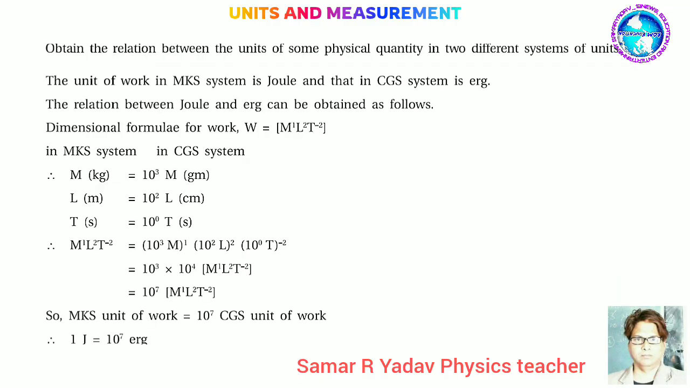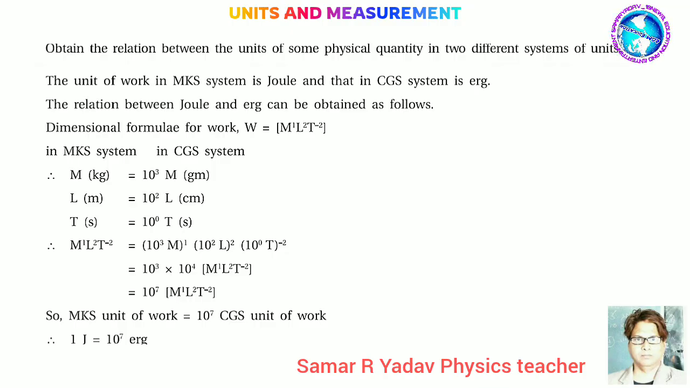Obtain the relation between units of some physical quantity in two different systems of units. The unit of work in MKS system is joule and that in CGS system is erg. The relation between joule and erg can be obtained as follows. Dimensional formula for work: W is equal to [M^1 L^2 T^-2]. In MKS system, M kg, L meter and T second is equal to 10^3 M gram, 10^2 L centimeter, 10^0 T second.